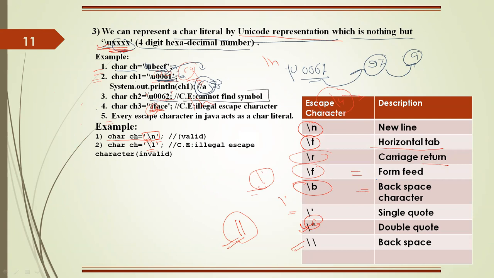So next, the fourth example is char ch with a slash followed by a character. It is also giving an error, illegal character. You are using slash u, then it works. Otherwise, it's not.